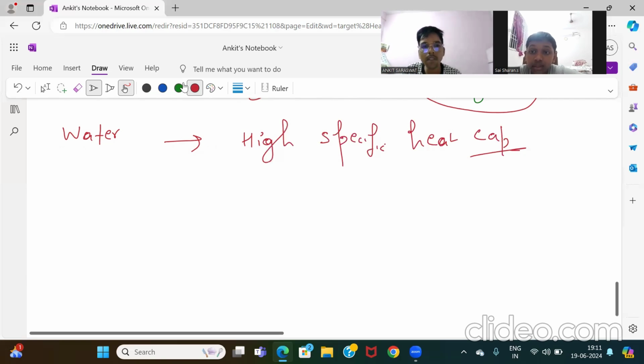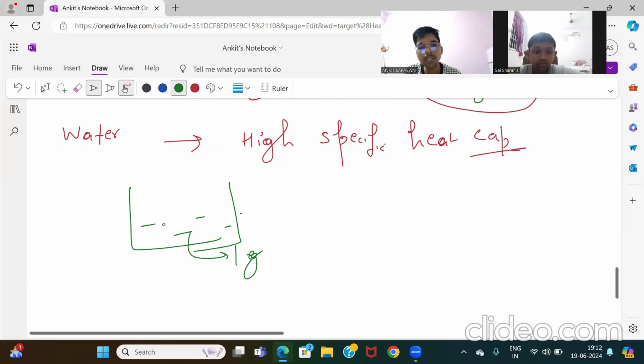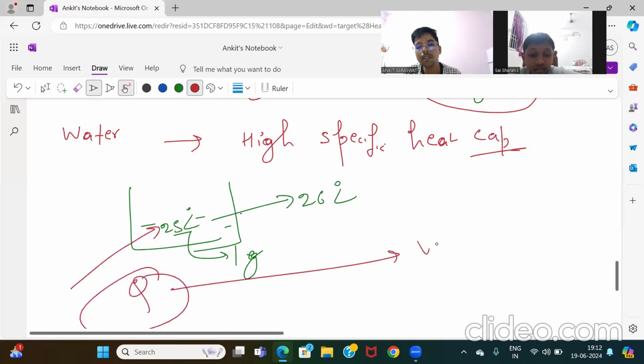Clear? If you take 1 gram of water, initially it is at 25 degrees Celsius, then in order to reach 26 degrees Celsius, the amount of heat taken by the water, that is Q, is very, very high. What is the specific heat? It is the amount of heat, that is Q, required to raise the temperature of any substance by 1 degree Celsius. That amount of heat is known as specific heat capacity.